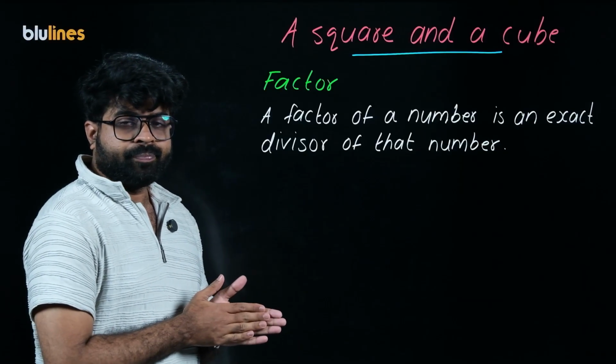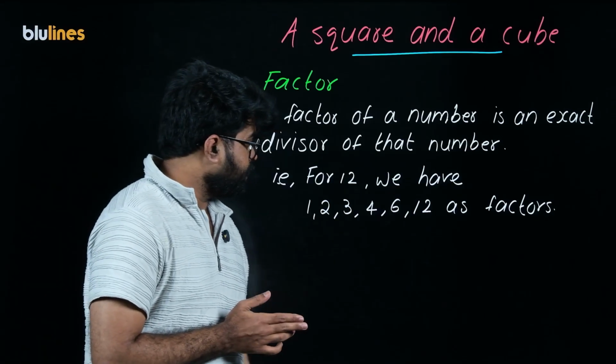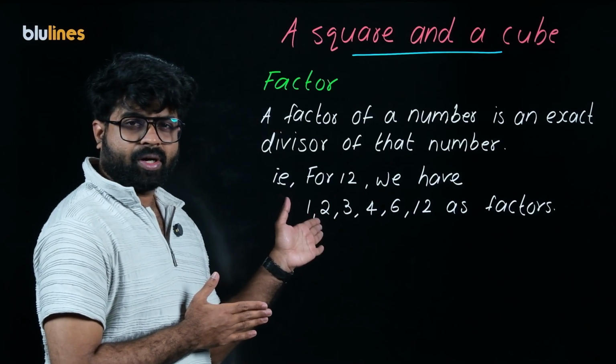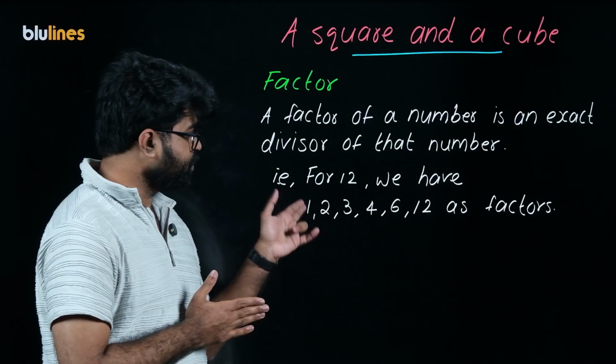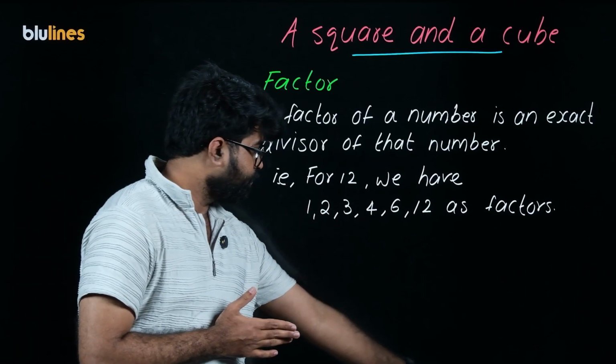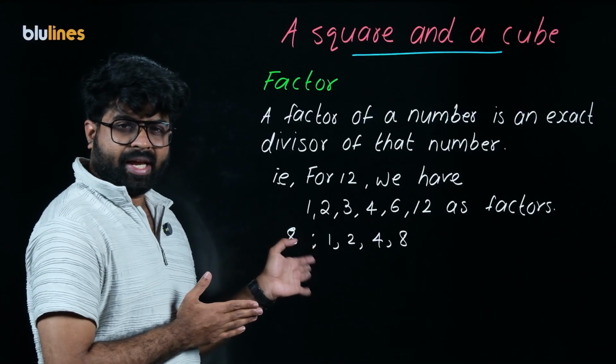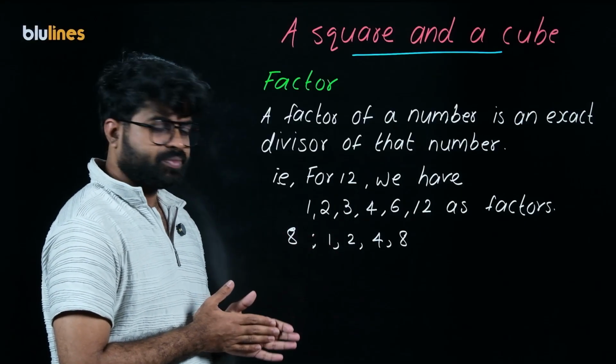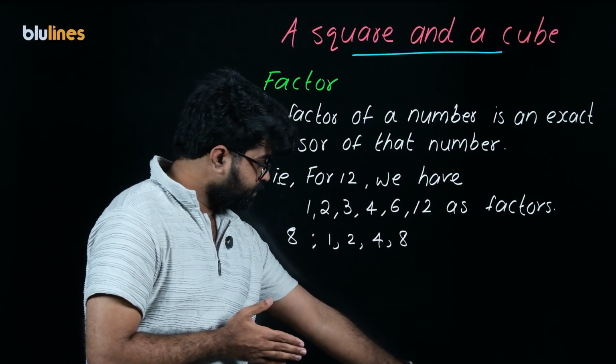Similarly, we can see more examples. If we pick the number 12, it has 1, 2, 3, 4, 6, 12. These are the factors. We call them divisors too. Now if we pick the number 8, we have 1, 2, 4, 8. So these are its factors.